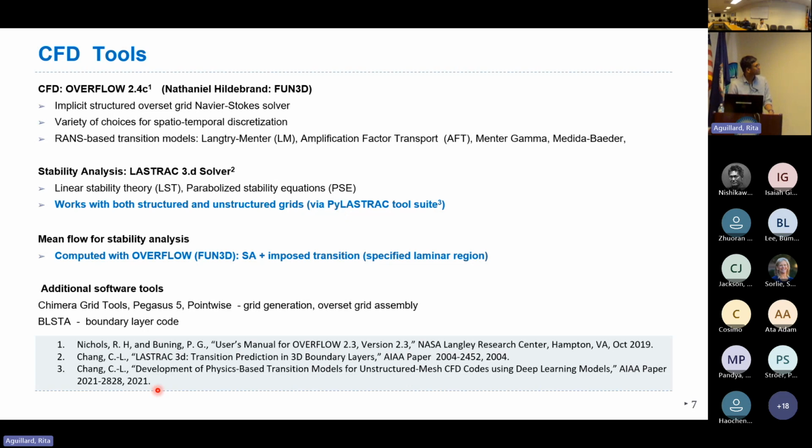So the typical workflow, if you're going the stability analysis approach, is we would use OVERFLOW or FUN3D with the SA model and impose transition at some downstream location where we think we can have a large laminar region. We would compute the mean flow, send it to LASTRAC, identify where the transition is going to be, then update where the turbulence model needs to be turned on again, and then keep iterating, and through that approach, get the answer. And along that, we also need some grid generation tools and stuff like that.